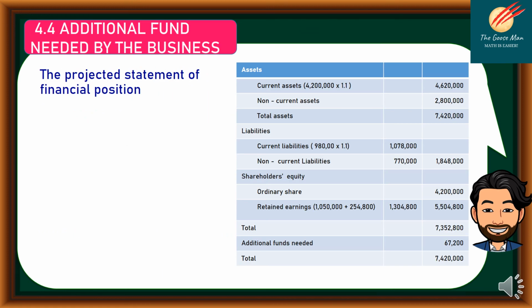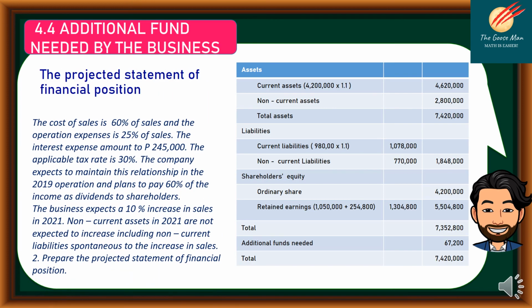So let's move on to the second part of the problem, that is, we will prepare the projected statement of financial position. Here we have the assets, liabilities, shareholders' equity, and of course additional funds needed, in case. Take note that the current assets of 4,200,000 times 1.1 come up to 4.62 million. The non-current assets are the same at 2,800,000. So your total assets is 7.42 million.